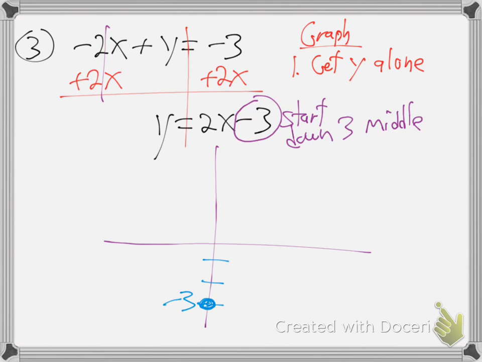And then where do we go from there? 2 up. You make this a fraction, 2 over 1. That's rise over run. So you go from here up 2, over 1. Like that. Rise over run. Is that good? Up 2, over 1. Connect the dots. There's our graph, the graph of our line.